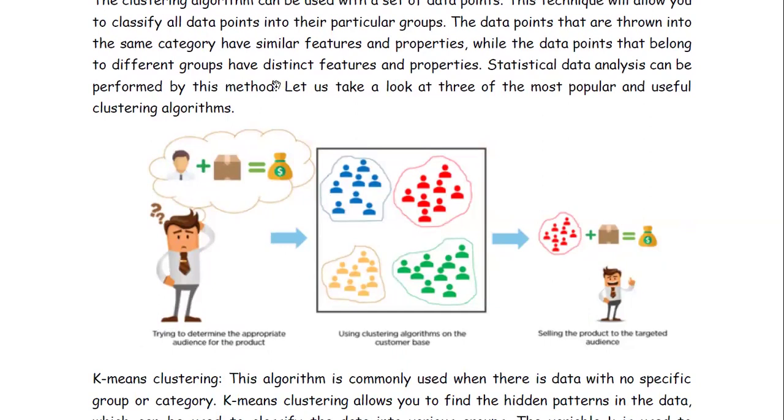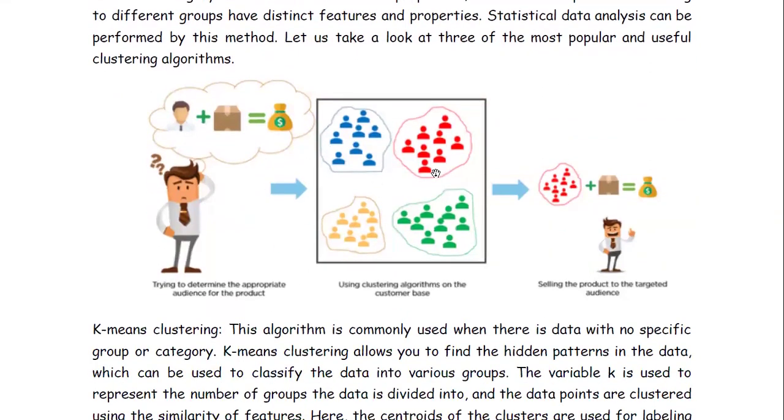Statistical data analysis can be performed by this method. You can take an example of this. Say you are trying to determine the appropriate audience for a product, using a clustering algorithm on the customer base, then selling the products to the target audience. This particular item is to be sold to this age group, say 18 to 25, then 25 to 35 age group. What are their preferences? Accordingly, the products will be shown on the online shopping websites of those different groups. In this way, you can cluster your customers based on their preferences, right?